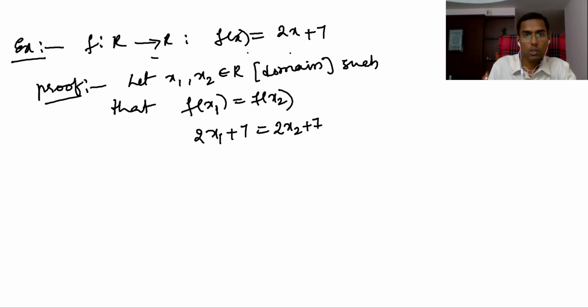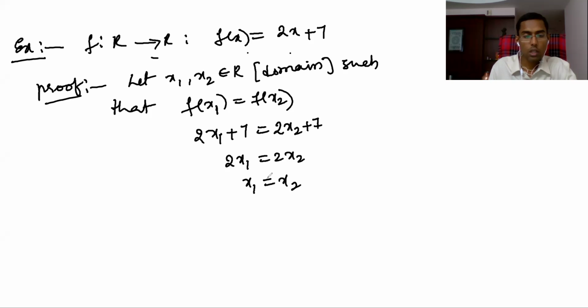So f of x1 means 2x1 plus 7. F of x2 means what? 2x2 plus 7. So I am taking images are equal. If I take images are equal, what will happen? Then 7 you can cancel, 2 you can cancel. That means 2x1 equal to 2x2. Then 2 you can cancel, x1 equal to x2.